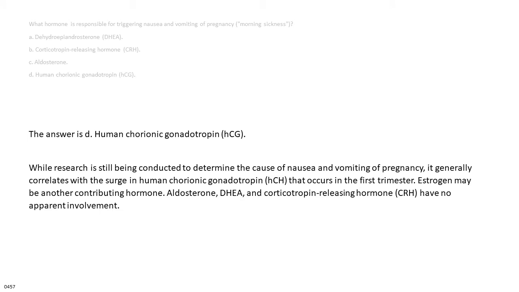The answer is D. Human chorionic gonadotropin, HCG. While research is still being conducted to determine the cause of nausea and vomiting of pregnancy, it generally correlates with the surge in human chorionic gonadotropin, HCG, that occurs in the first trimester. Estrogen may be another contributing hormone. Aldosterone, DHEA, and corticotropin-releasing hormone, CRH, have no apparent involvement.